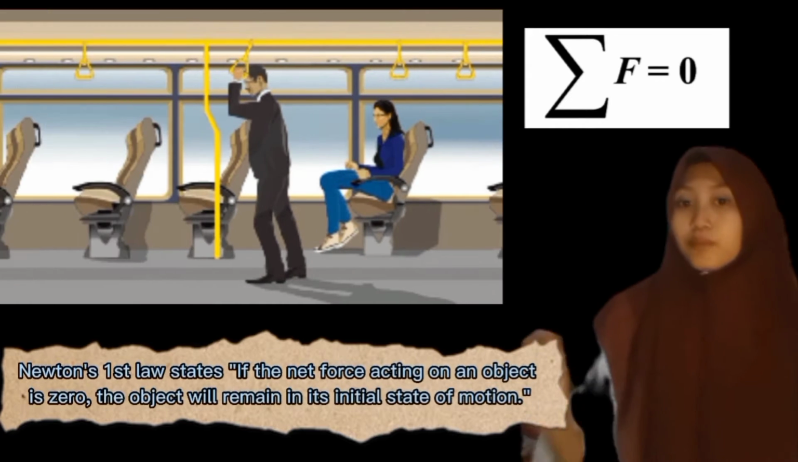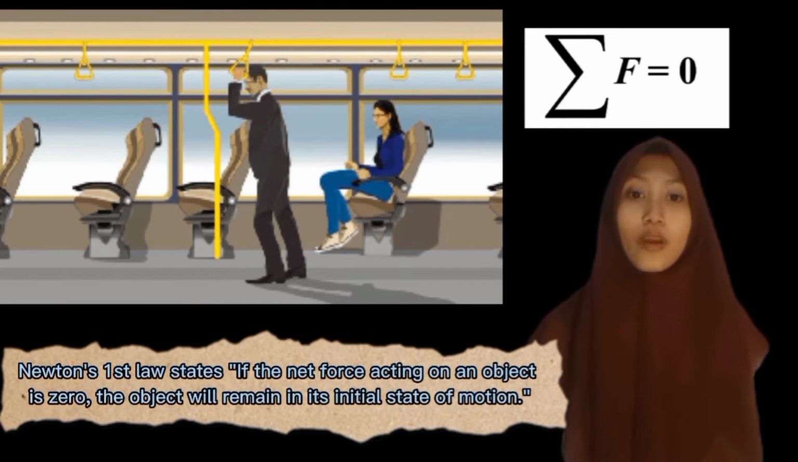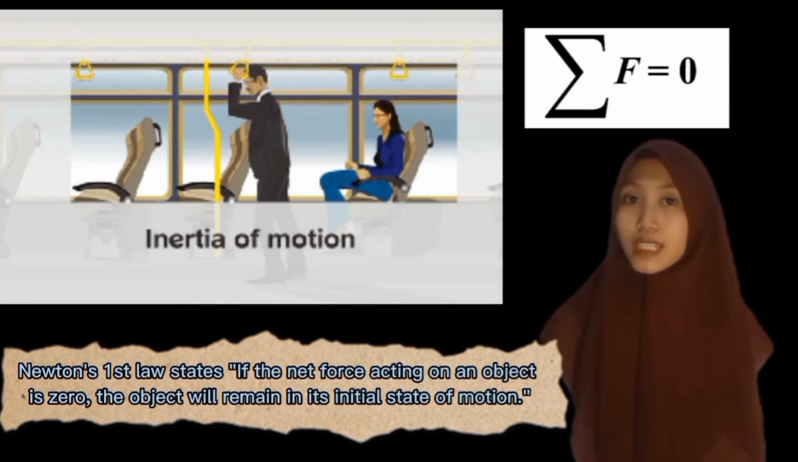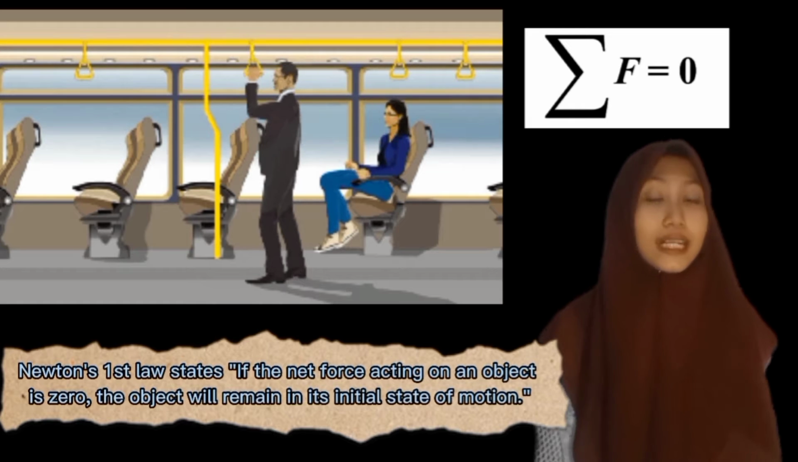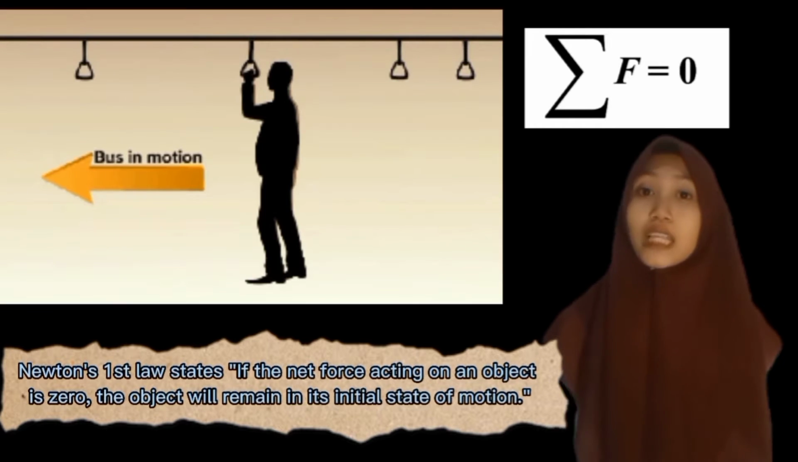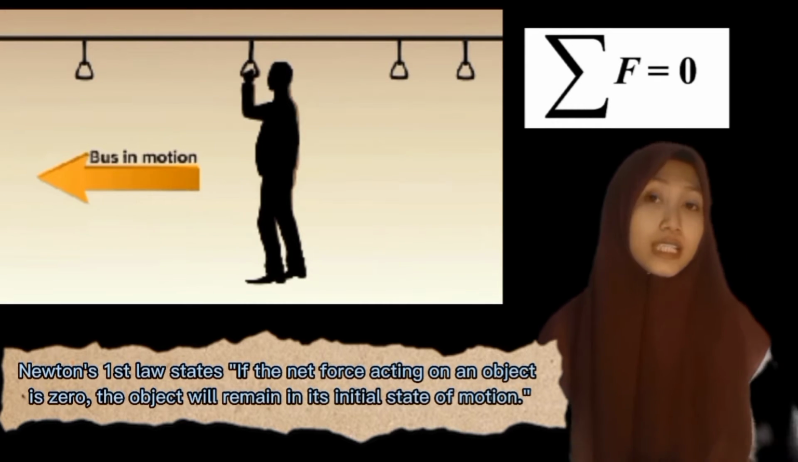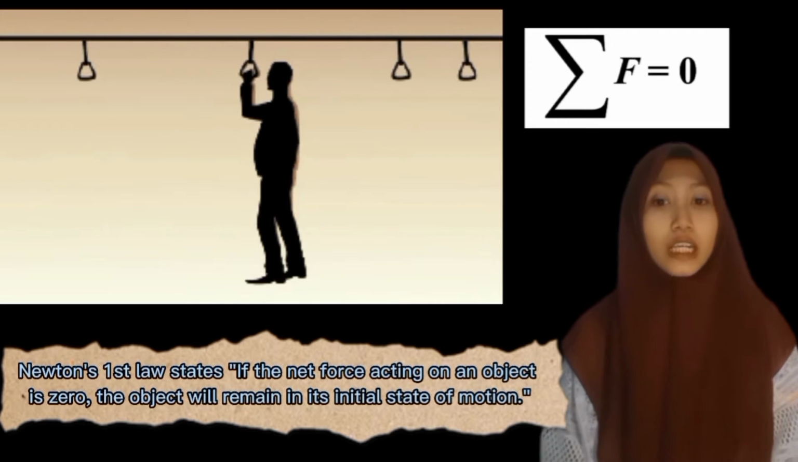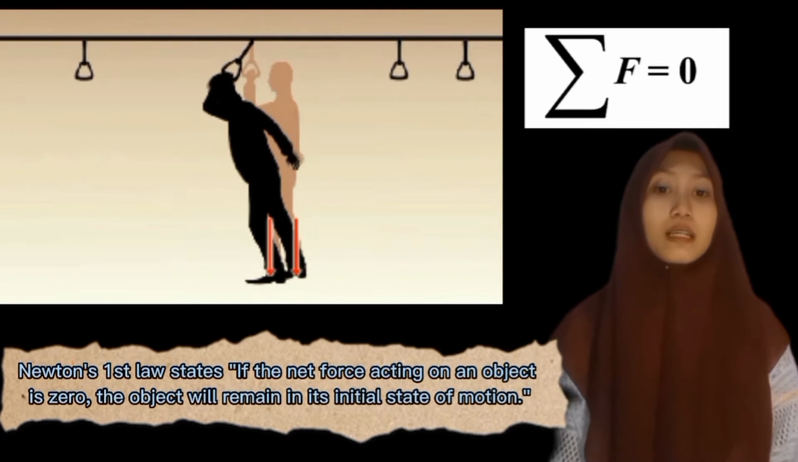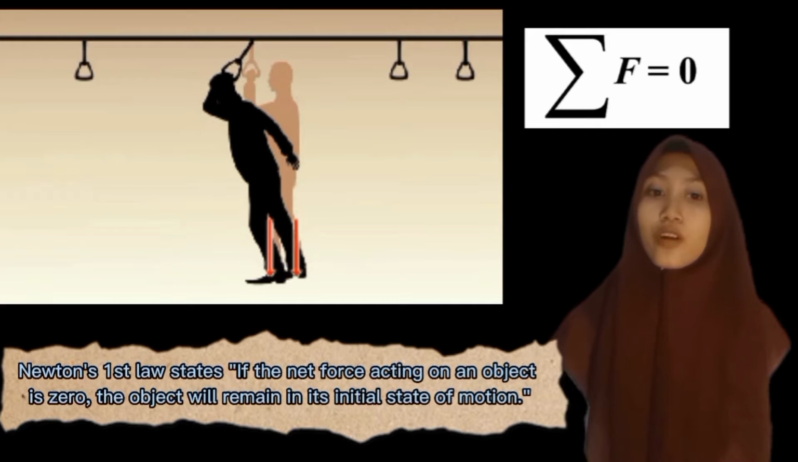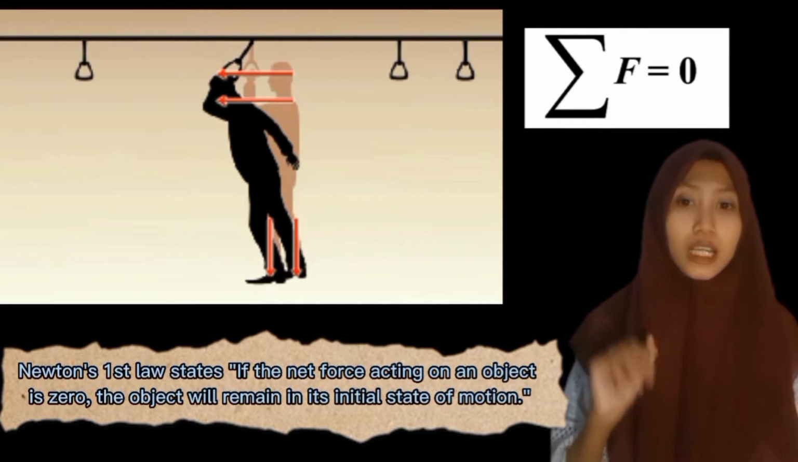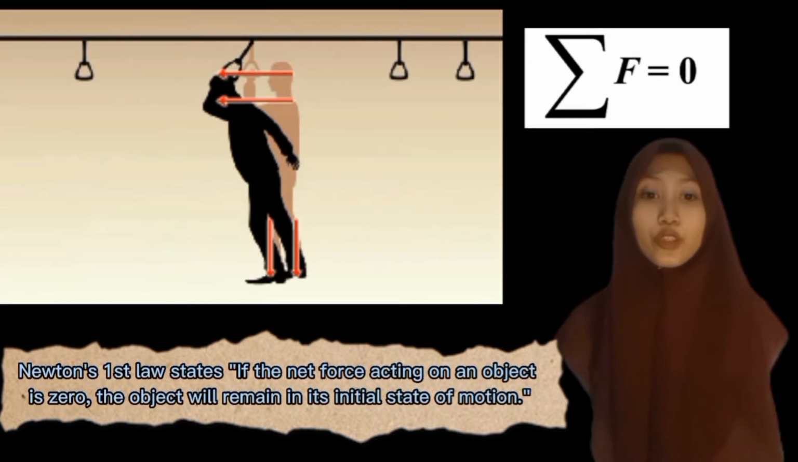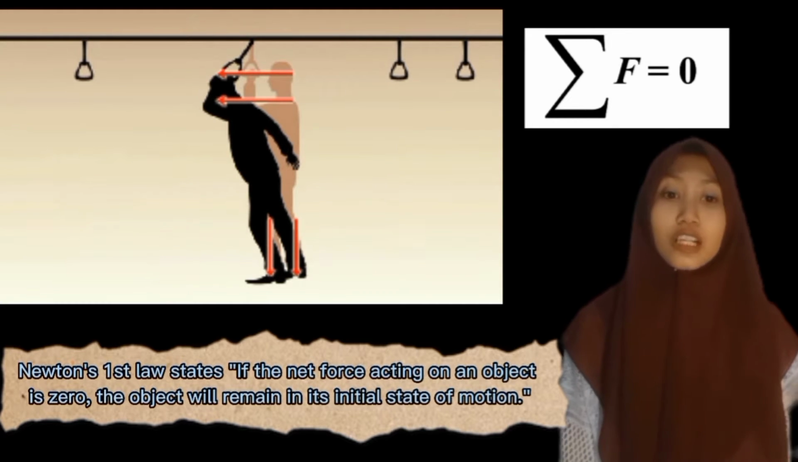First law. Every object will have a constant velocity unless there is a non-zero resultant force acting on the object. This means that if the resultant force is zero, then the center of mass of an object remains at rest or moves at a constant speed, not accelerating. This is true when viewed from an inertial frame of reference.